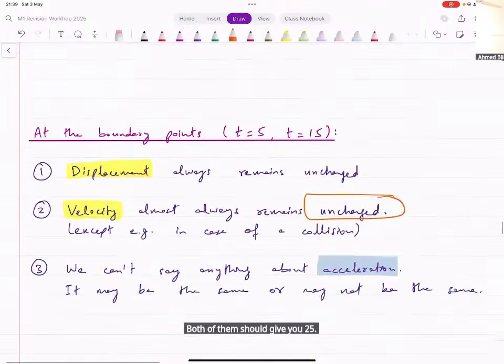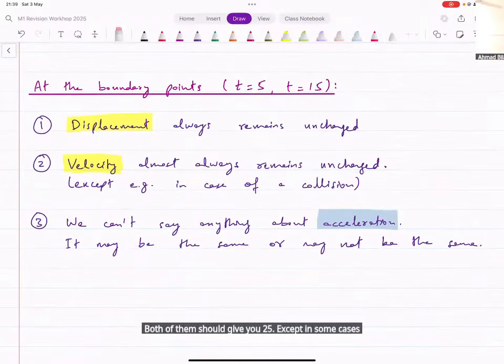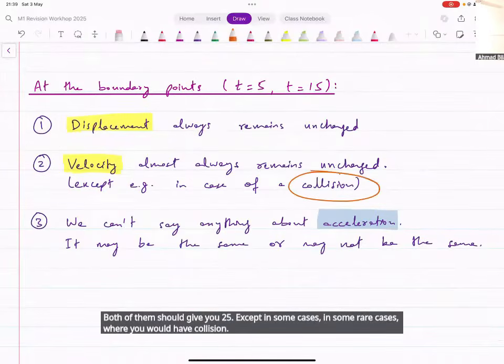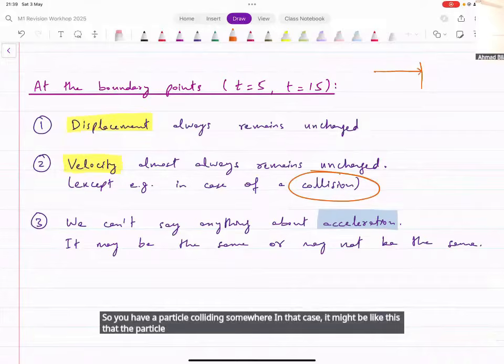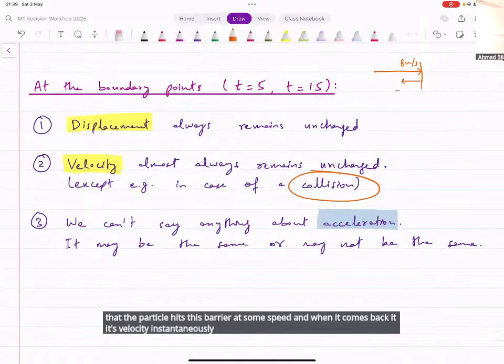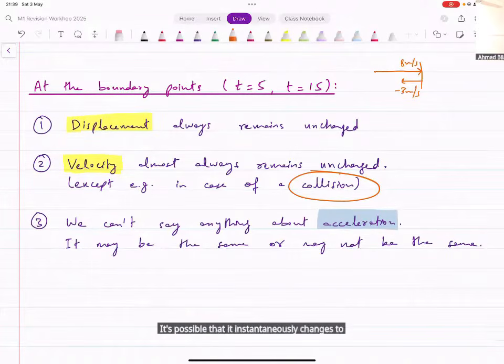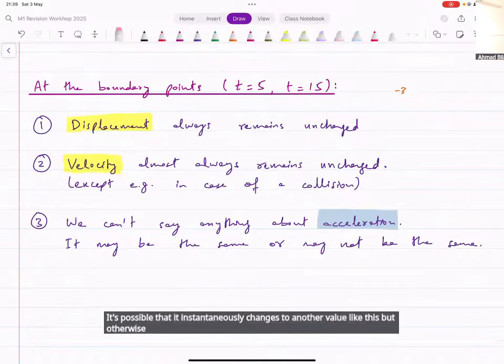Except in some rare cases where you would have a collision. So you have a particle colliding somewhere. In that case, it might be like this, that the particle hits this barrier at some speed, and when it comes back, its velocity instantaneously changes to some other value, for example, -3 meters per second. In that case, it's possible that it instantaneously changes to another value like this, but otherwise, velocity is going to remain unchanged at the boundary point as well.